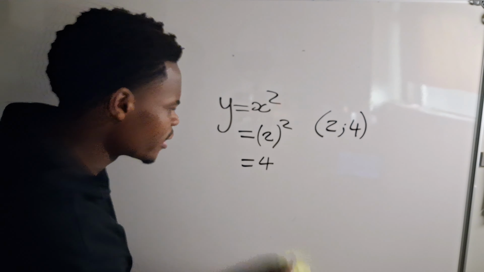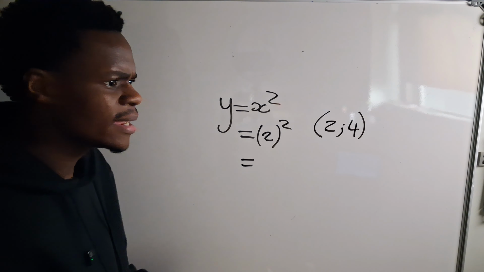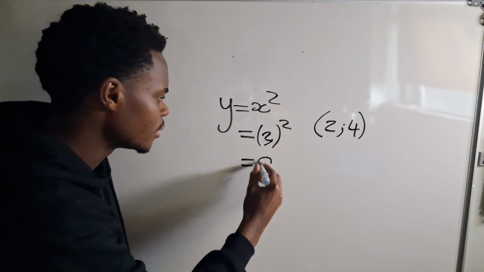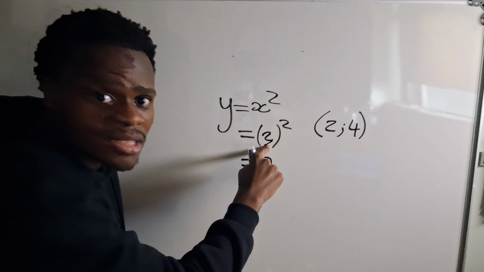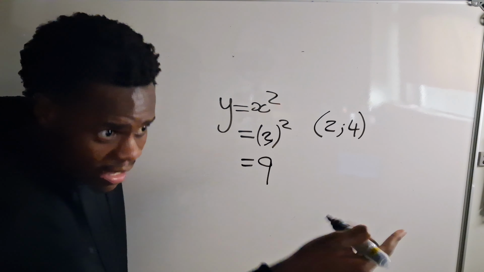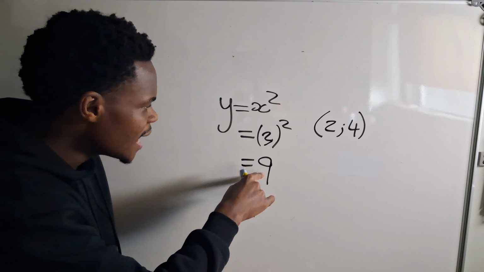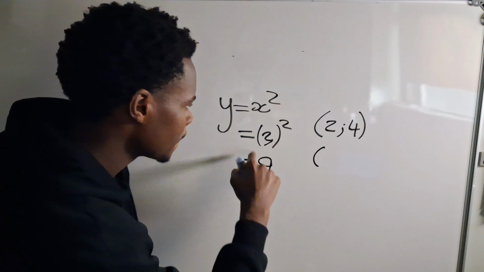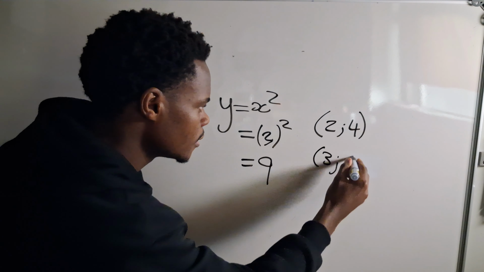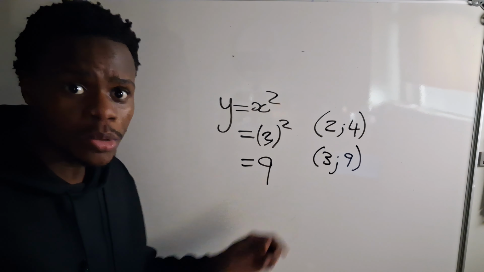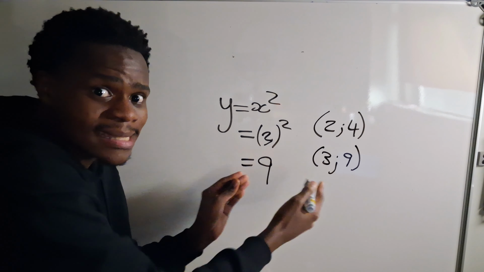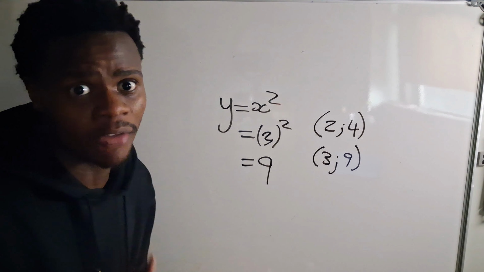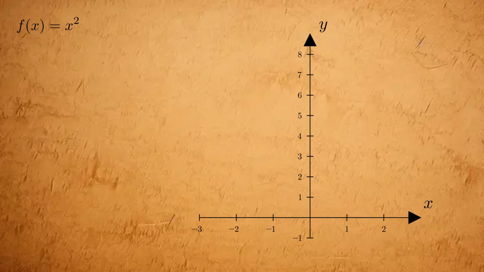We can try this with another number. We can try number 3. 3 squared is 9. That 3 is the 3 we put in from the x values, the x-axis, and that 9 is the y value. So if we are to put that as a coordinate, it's going to be 3 and 9. Now we're going to use this concept of coordinates, not the exact same ones, to graph that function. So here we go.